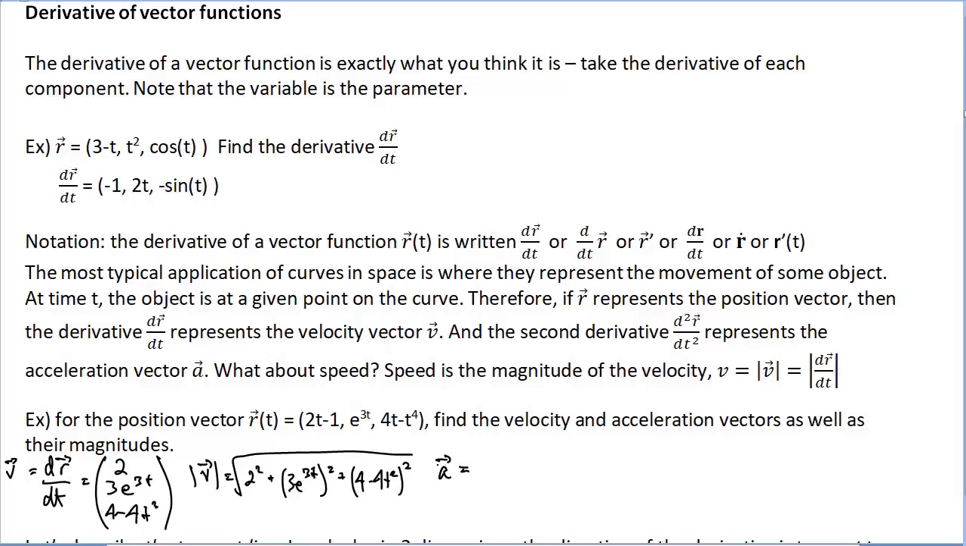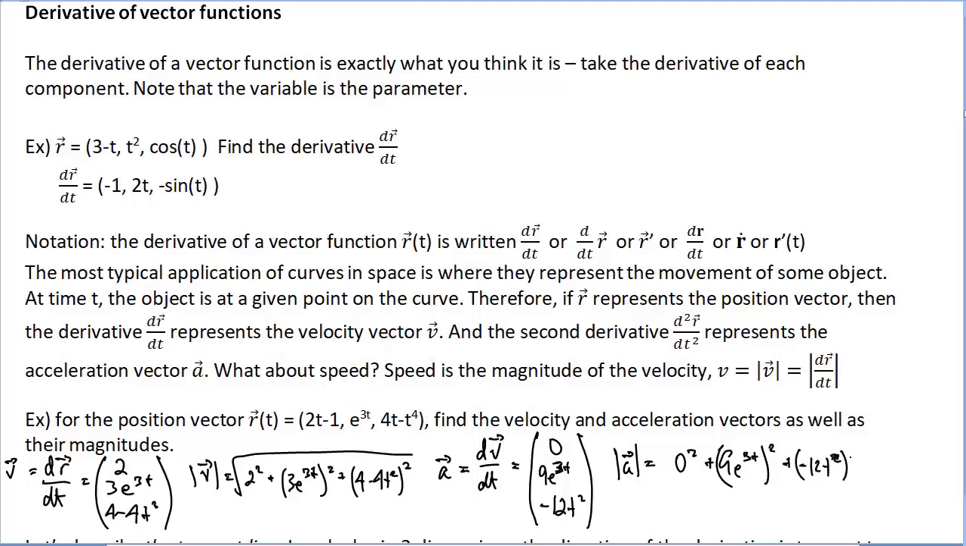So next, acceleration. Another way to think of this is just the derivative of the velocity. And that is, again, going component by component to take the derivative. 0, 9 e to the 3t, and then negative 12 t squared. And now the magnitude of the acceleration is just, we'll have 0 squared. I didn't need to write it down, but I did just for completeness. Plus 9 e to the 3t, all that squared, plus negative 12t squared, squared, and then take the square root of the whole thing.